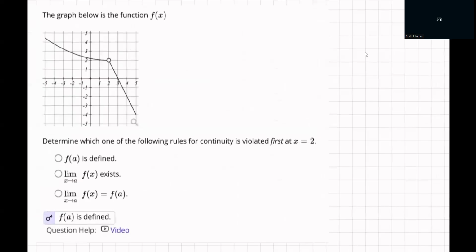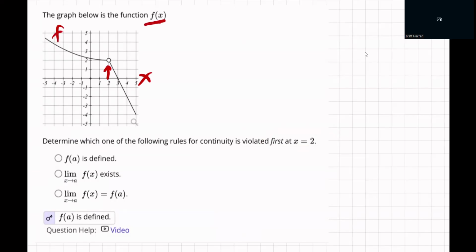How do we do those? Well, first question is, determine which of the following rules for continuity is violated first at x equals 2. So we're here at x equals 2. This is the x-axis at 2. So we're talking about that point right there. And this is the function f, right? The graph is the function f.